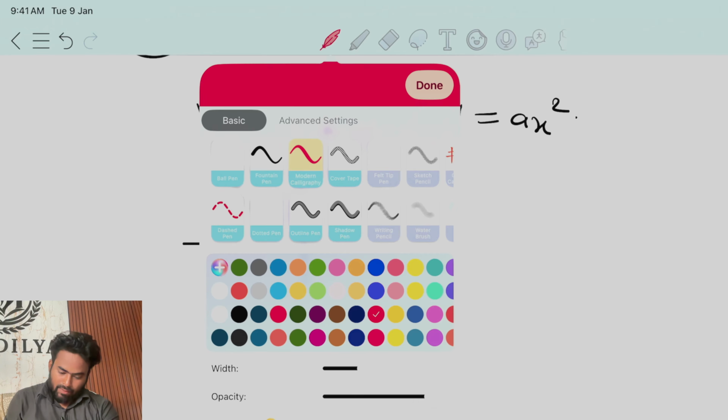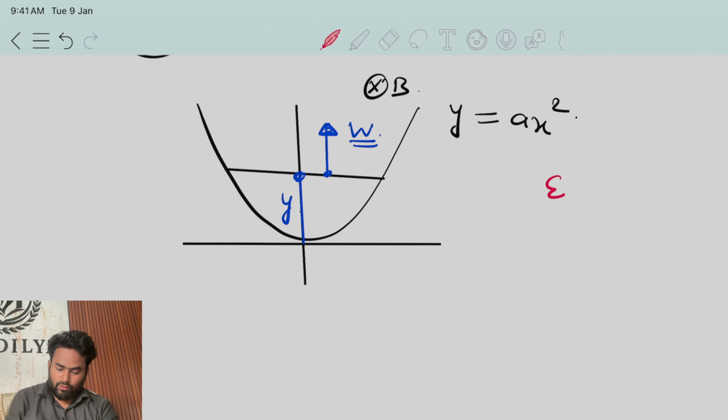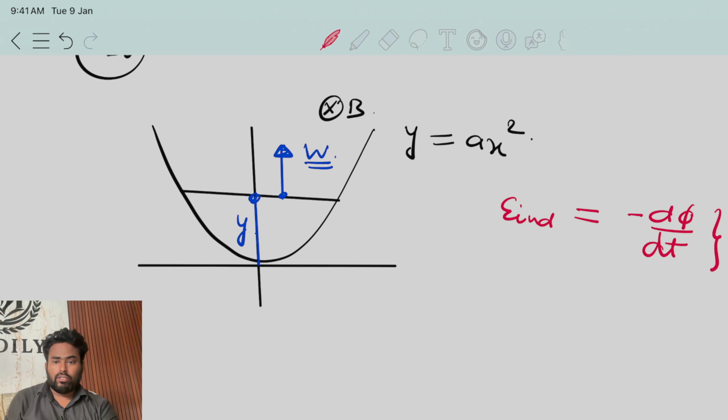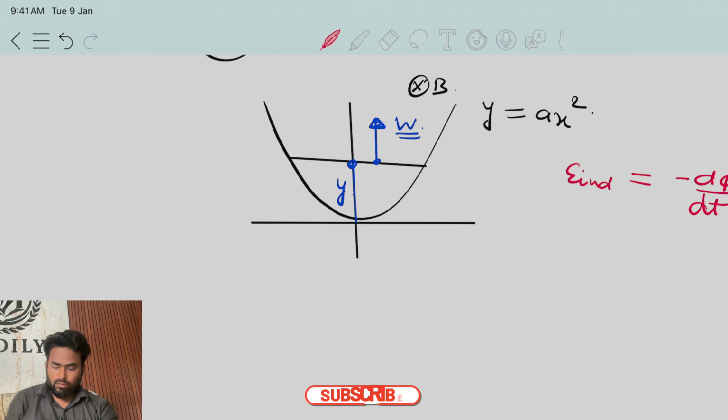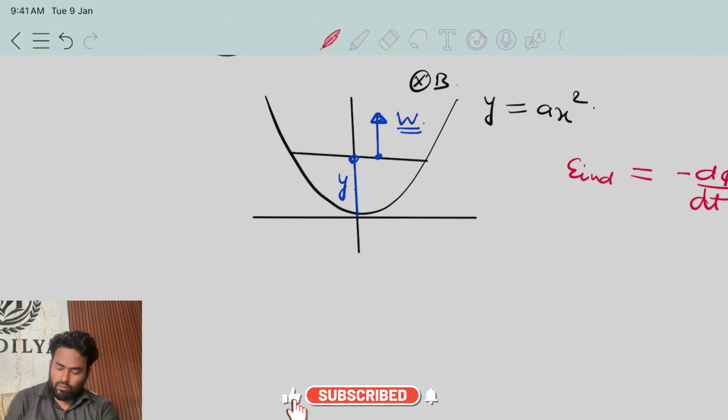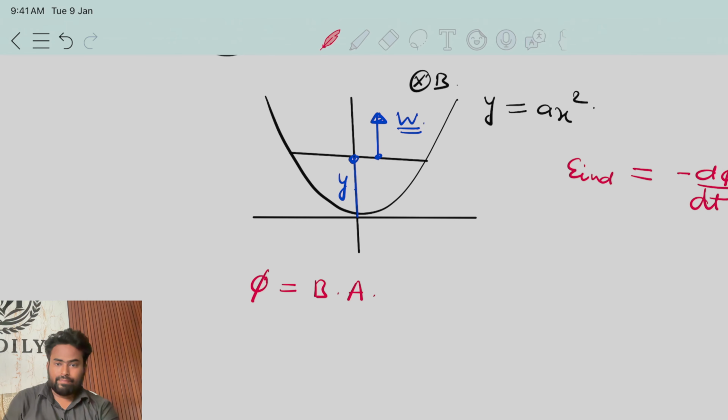Now the EMF formula is, if you have to find induced EMF, we need negative of d phi by dt. So we need the rate of change of flux. Okay, so rate of change of flux is required. Now flux we know how to define. So flux is given as magnetic field into area.